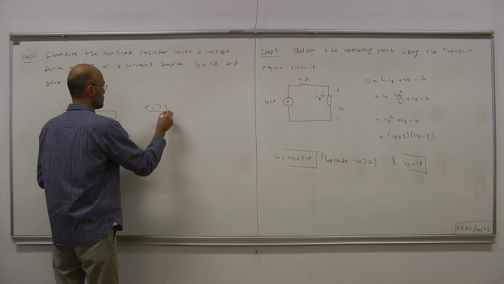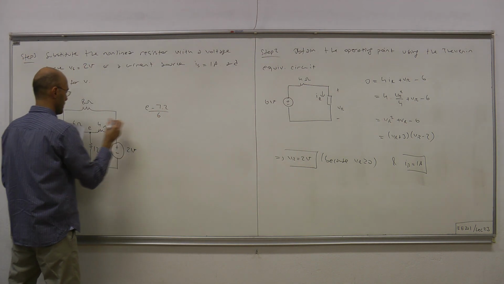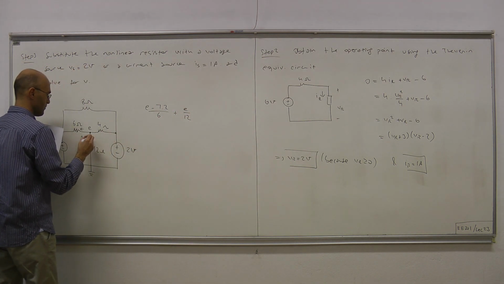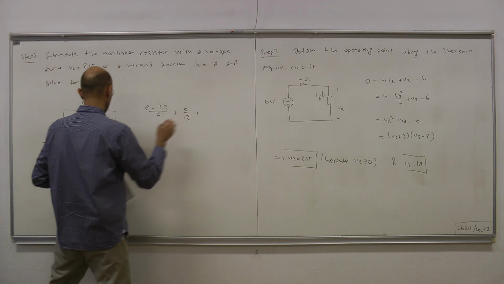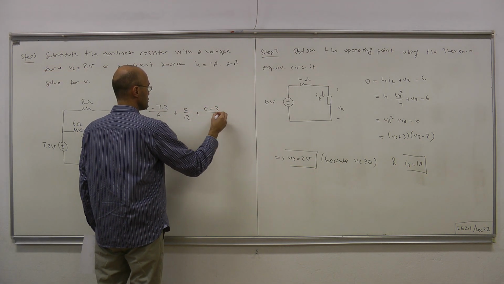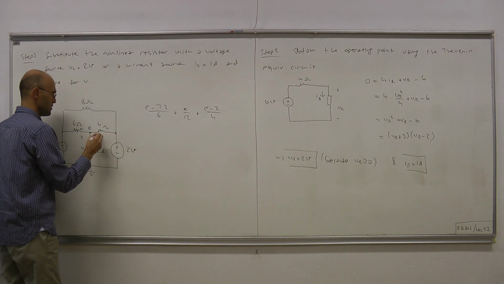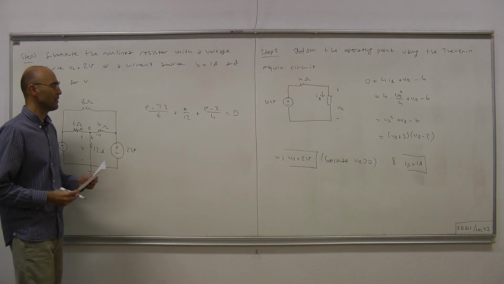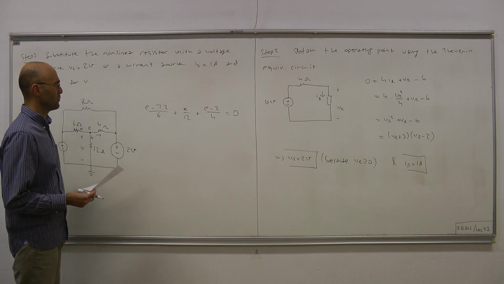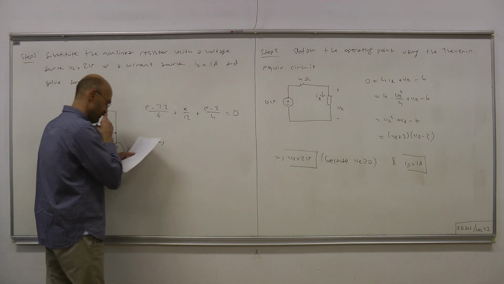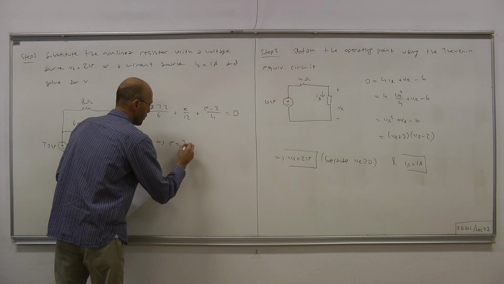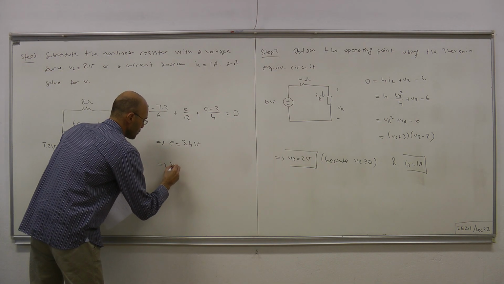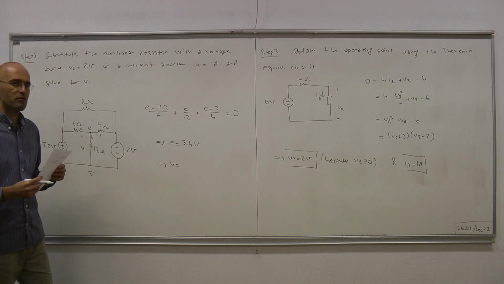E minus 7.2 over 6. Okay, it's this current. Then plus E over 12. It's this current. And finally, we have E minus 2 over 4, which is this current. And by KCL, this sum must equal 0. Okay. A single unknown, which is E, and from this equation, we figure out that E equals 3.4 volts. Therefore, the voltage of the 12 ohm resistor is 3.4 volts.